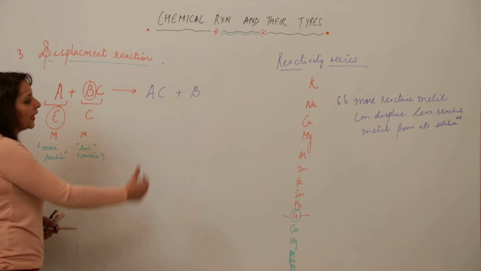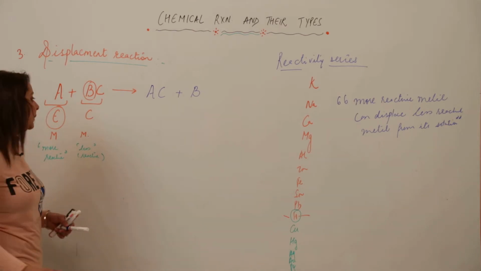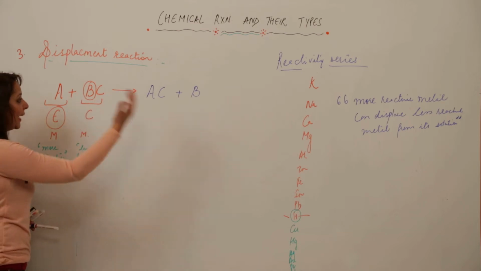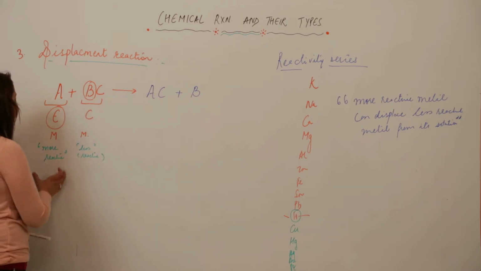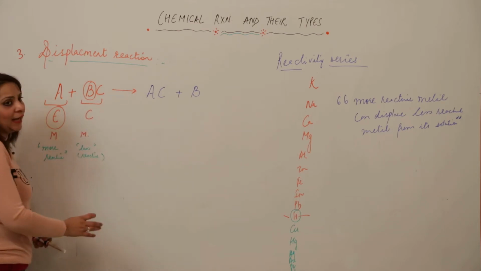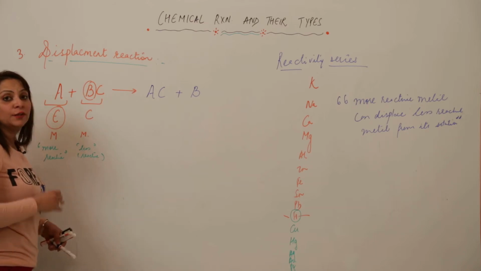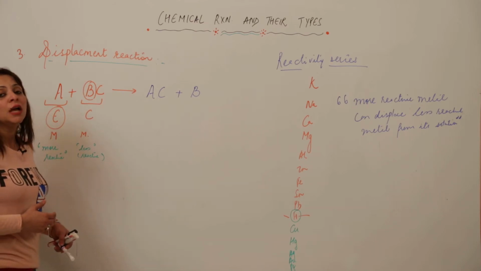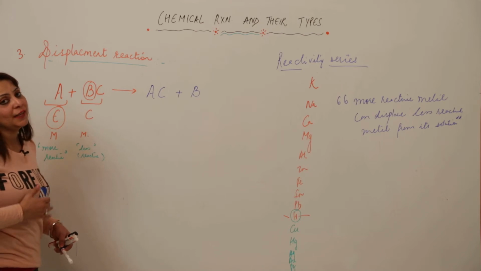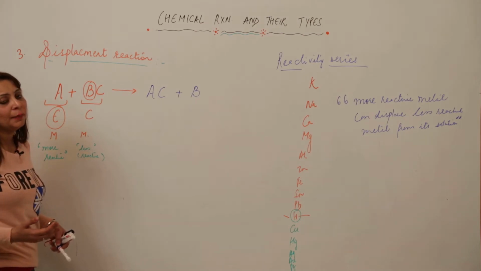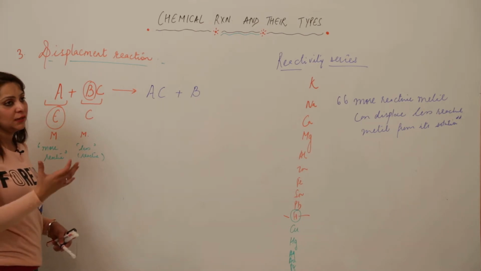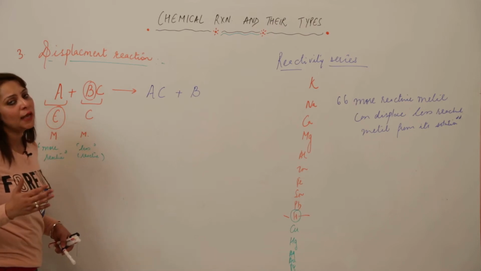So, where does this reactivity series play a role? See, look at the board. By reactivity series we came to the conclusion that this is more reactive and this is less reactive. So, this actually lays the foundation of the displacement reaction, because we know that a more reactive metal can displace the less reactive metal from its compound. Otherwise, if it is vice versa, the reaction will not happen.